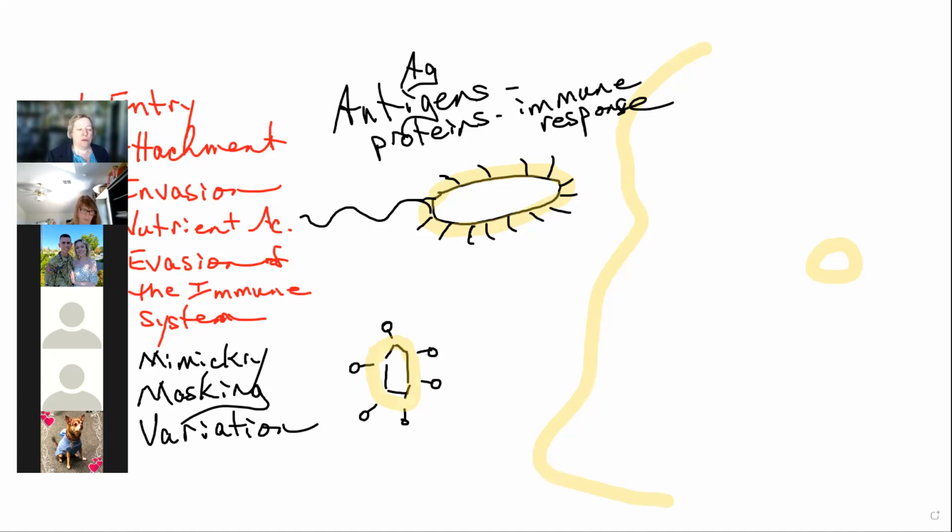Let's talk about variation first, because we're most familiar with that with COVID. Over time, the antigens on the SARS-CoV virus have changed. Originally they were alpha, and then they changed to what we call Delta. And then which one are we dealing with currently?